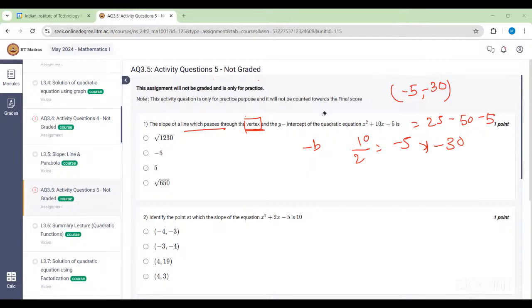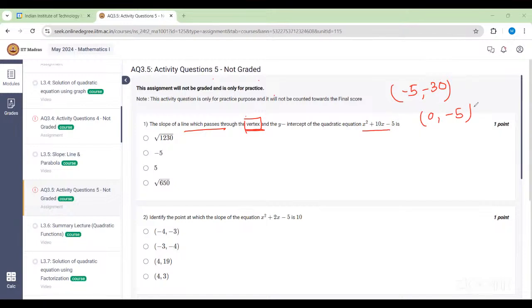Now I have to find the y-intercept. So y-intercept means the value at x equals 0, which is 0, minus 5. Right, 0, minus 5 is the y-intercept, because if you substitute 0 here, x is equal to 0, we'll get minus 5 only.